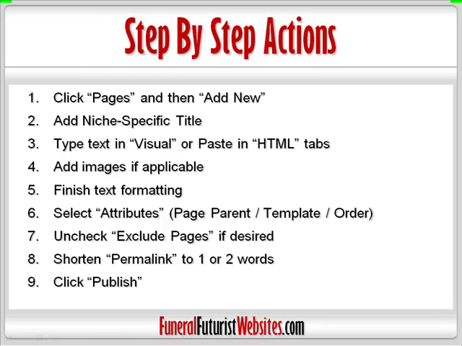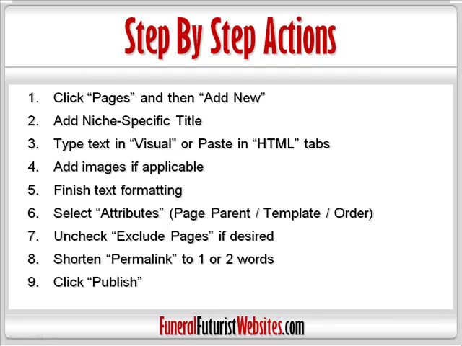Then you're going to type in the text into the visual tab, or paste in the text if you've already written it into the HTML tab. You're going to then add any images if applicable. Then go back and just finish text formatting so the text looks good. Then we're going to look at the different attributes for that page, whether it's going to be part of your main menu.